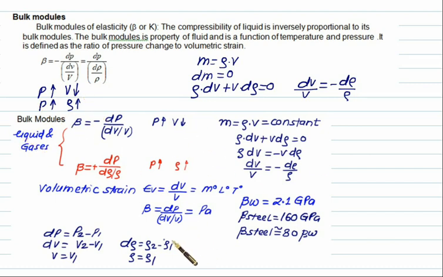Now remember that the bulk modulus in the case of water is 2.1. In the case of steel it is equal to 160. Bulk modulus for steel, that we have already done in strength of materials, E is equal to beta, that is K into 1 plus 2 times mu, which is almost equal to, this value is equal to 80. So beta of steel is 80 times the bulk modulus of water.